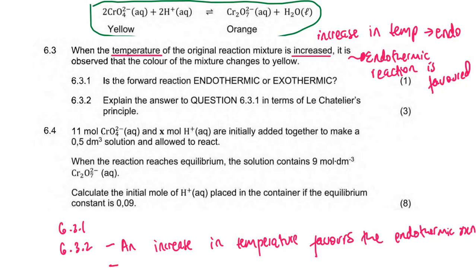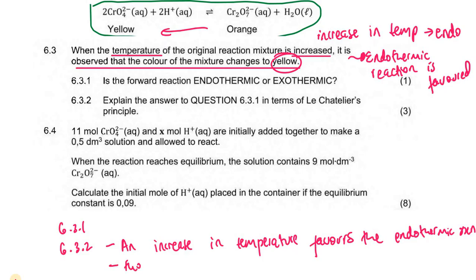Now, what are we also told? We are told that it is observed that the color of the mixture changed to yellow when we increased temperature. Listen to that. The color turns yellow. If it turns yellow, that means the reverse reaction was favored. The observation of seeing yellow there tells us that it is the reverse reaction that was favored. And if it is the reverse reaction that was favored, that's what we write here.